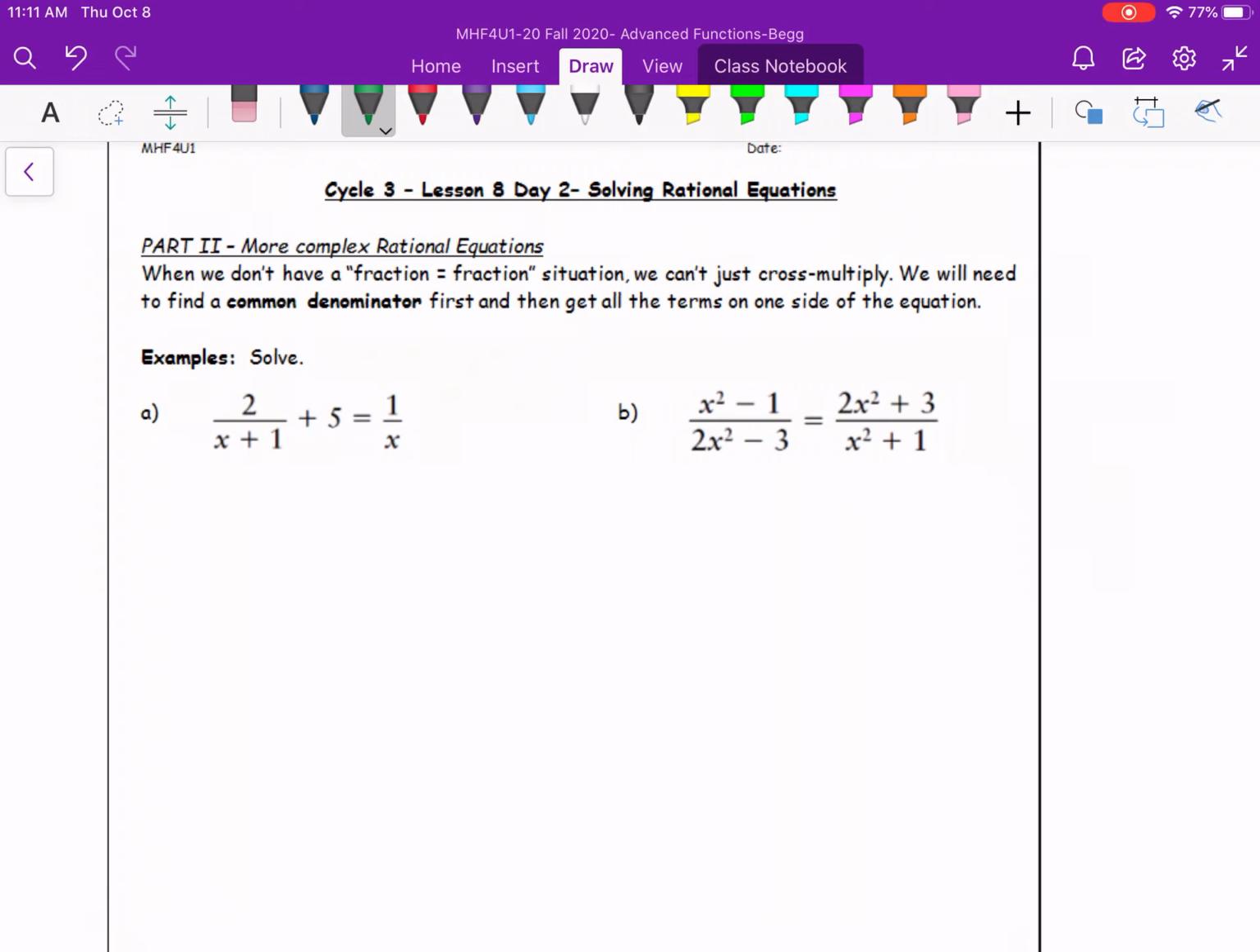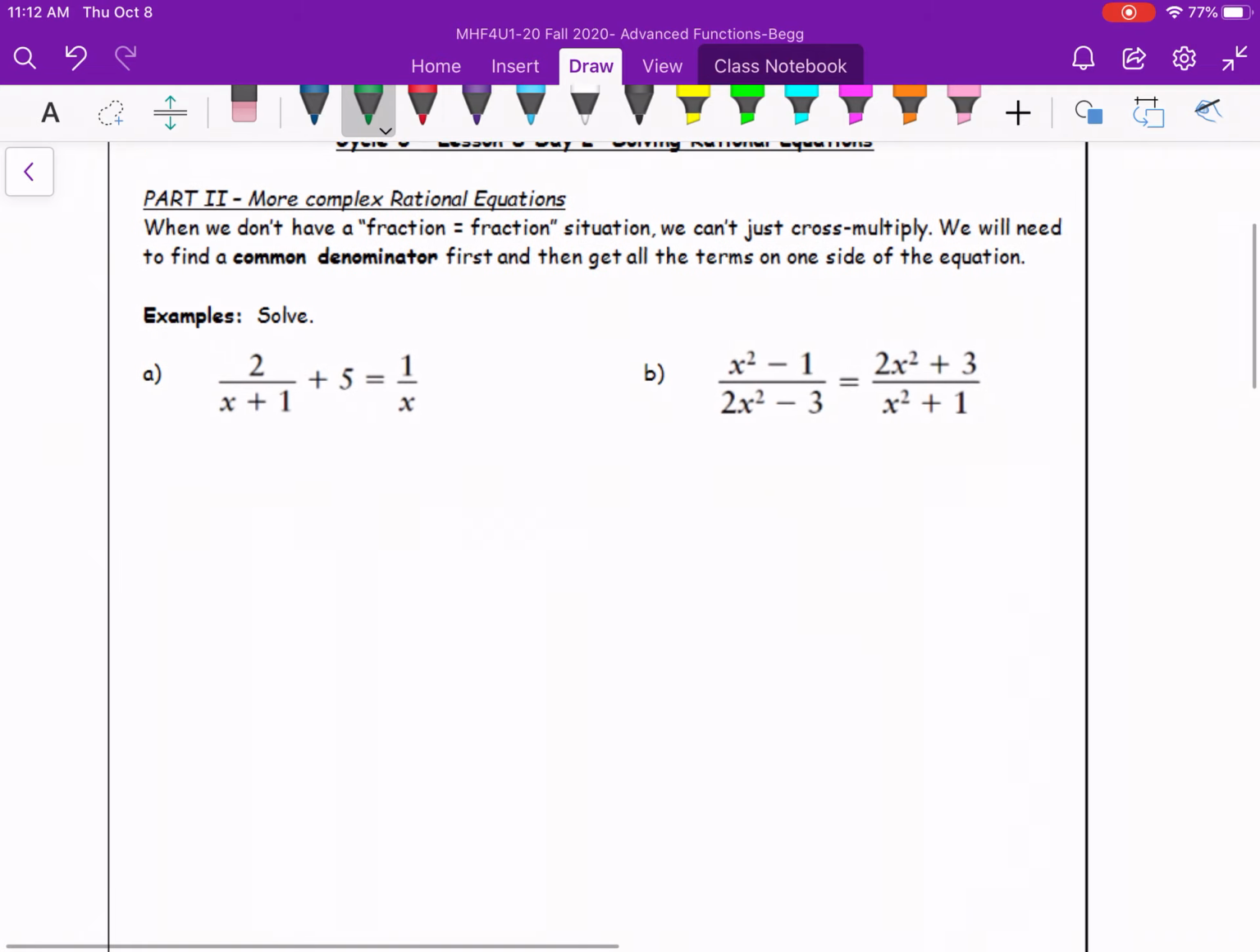In this lesson, we're going to carry on with solving rational equations. We're just going to look at a couple more techniques to add to the ones we did in the last lesson, well, part 1 of this lesson, lesson 8 still. There are only 2 examples, and the first one is what happens if we don't have a fraction equals fraction situation. Because when we did have fraction equals fraction, we could cross multiply.